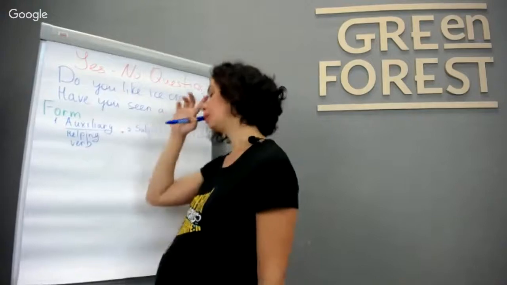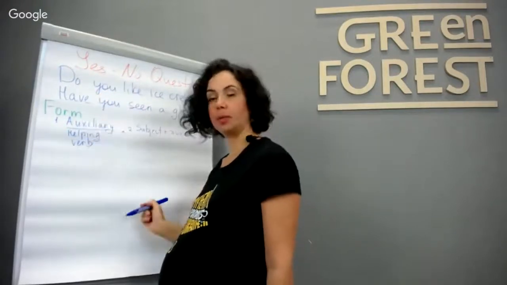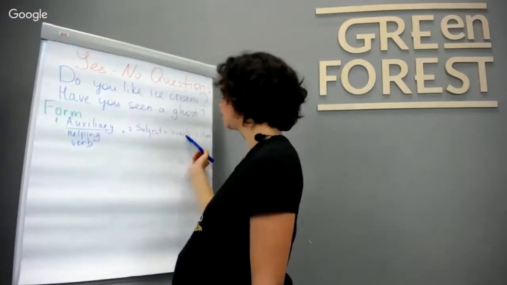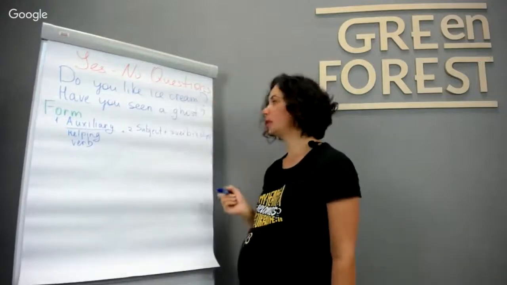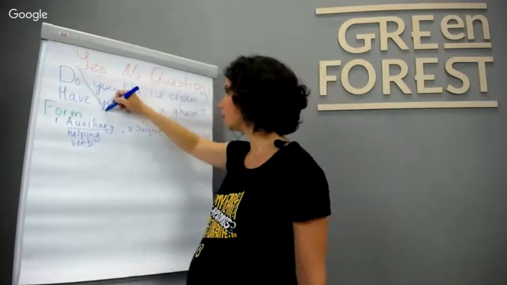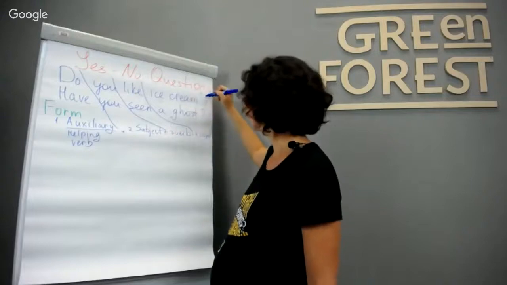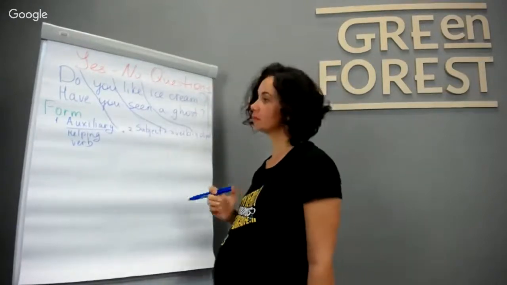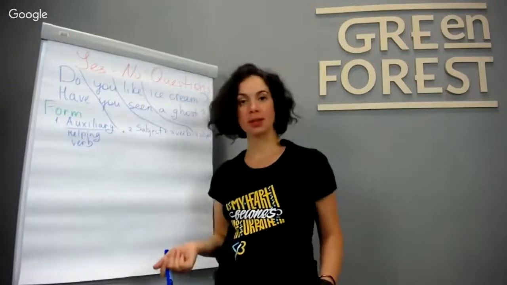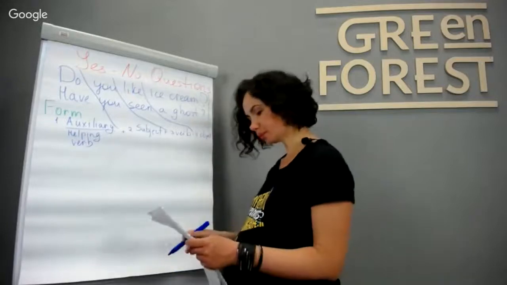Let's look at our examples. The first one: do and have. These are auxiliary verbs. You, these are subjects. Like and seen, these are verbs. Ice cream and ghost, these are objects. And this is how we create them. Okay. Now I'm going to write you sentences, and from these sentences we will try to create yes/no questions.